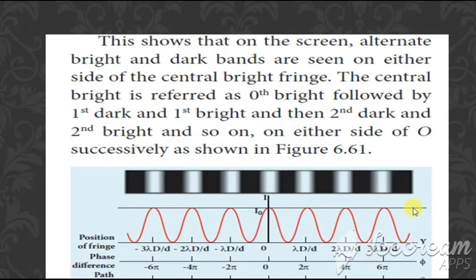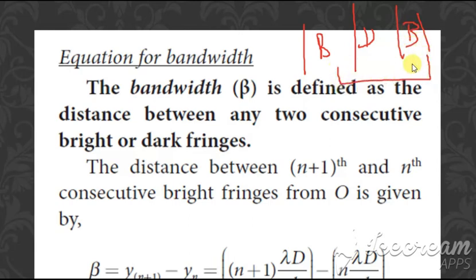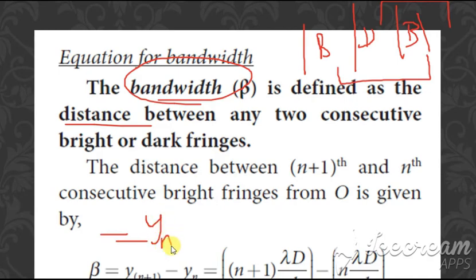Next we have the expression for bandwidth. What is meant by bandwidth is the distance between two consecutive bright fringes or two consecutive dark fringes. Suppose this is a bright one, this a dark, and this again bright. That distance is said to be the bandwidth. So bandwidth is given by the (n plus 1)th and nth terms, and we write this as y of n plus 1 minus y of n.